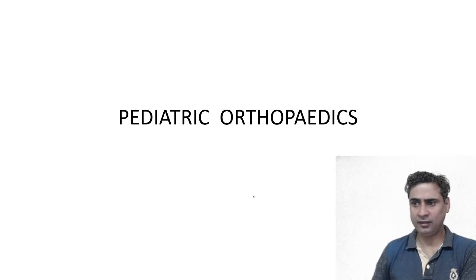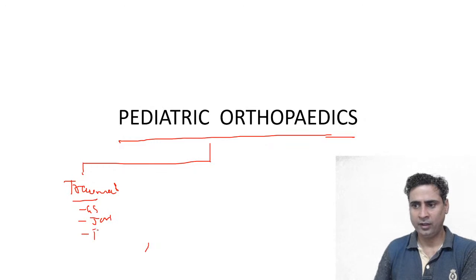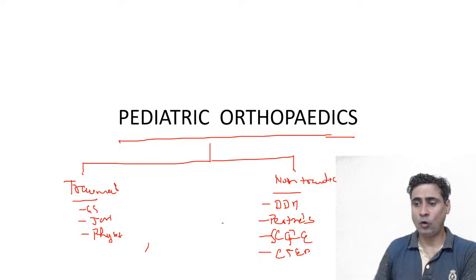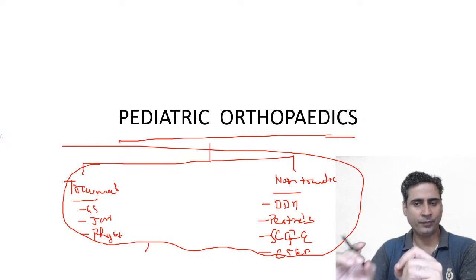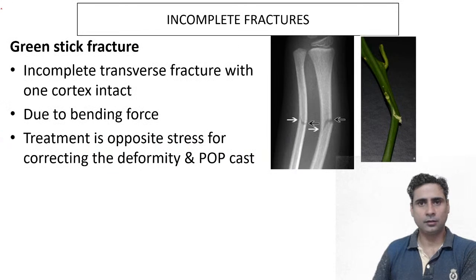Okay, so let's start with the next chapter, that is pediatric orthopedics, where we will discuss some of the important traumatic pathologies like greenstick fracture, torus fracture and physeal injuries, and some of the most important non-traumatic pediatric disorders like developmental dysplasia of hip, Perthes disease, slipped capital femoral epiphysis and CTEV. Now all these are very important, very important for your university exam as well as for your PG entrance examination. Now, first start with the traumatic part.